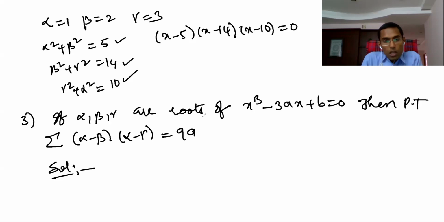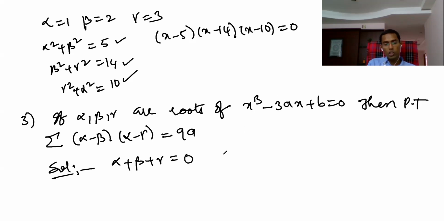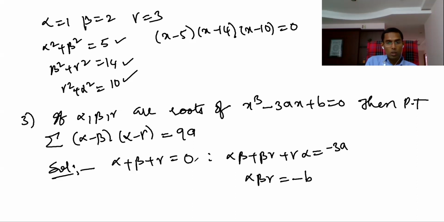So here alpha, beta, gamma are roots of this equation. That means sum of the roots, alpha plus beta plus gamma, what is that? That is 0, because x square coefficient is 0. Now next, alpha beta plus beta gamma plus gamma alpha also, that is here, you see, this is minus b by a, this is c by a. So minus 3a by 1. Hope you understand. Alpha beta gamma is minus b, right? Okay, this is what is given. Now you need to find out this one.